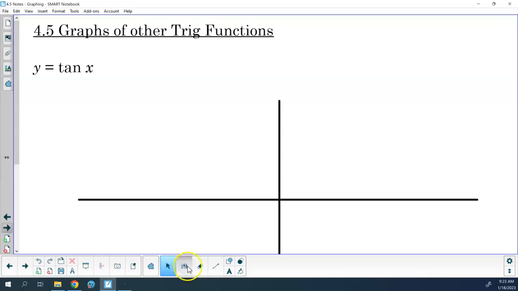So tangent here, tangent is sine over cosine. So the first thing we should figure out is where cosine is 0. Because those are no-go spots on our graph. We can't divide by 0. We're not Chuck Norris. Okay? Right? So where on the unit circle is cosine equal to 0?